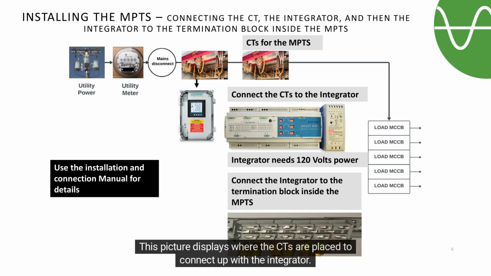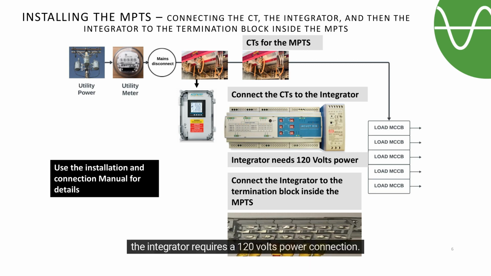This picture displays where the CT are placed to connect up with the integrator. The integrator requires a 120 volts power connection. The integrator kit is then connected to the termination block inside the MPTS. The position of the CT must be close to the mains disconnect switch. Please refer to the manufacturer's user manuals for more details.